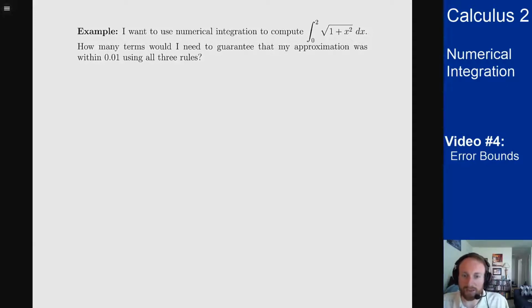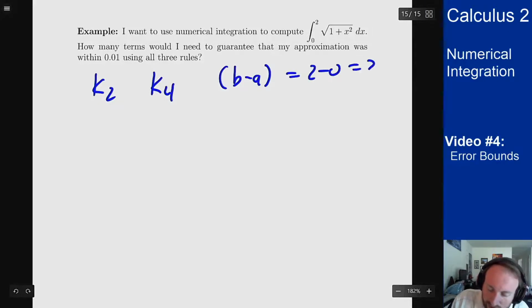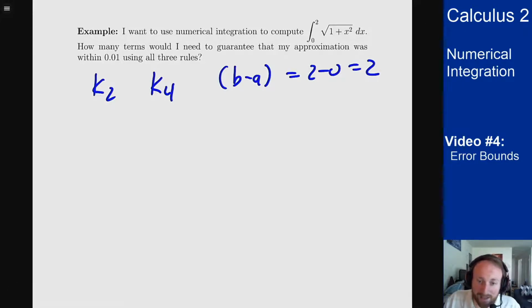This is where I want to use the error bounds to tell me what my n needs to be to get me within 0.01. So what do I need to apply the error bounds? I need these k values. I need k2 and k4. I need to know b minus a, but this is just 2 minus 0, which is 2. And then I need my formulas. So to find the k, I need to take derivatives of this function.